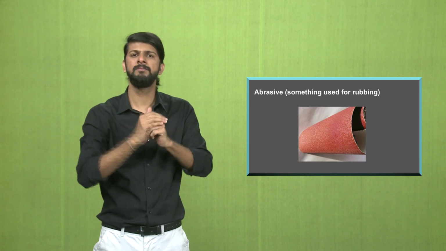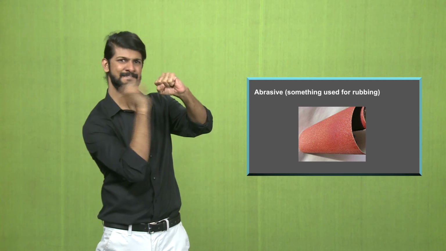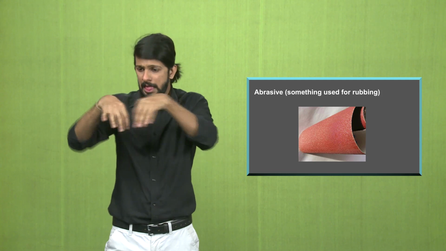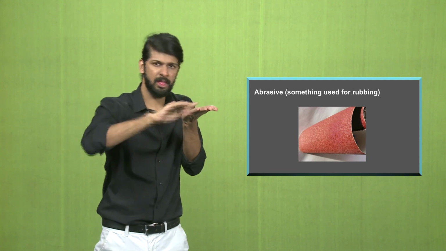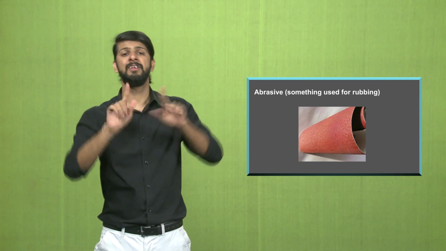Abrasive is something which is used for rubbing. It is a rough kind of a surface. So, for example, sandpaper, which is used to smoothen rough surfaces.